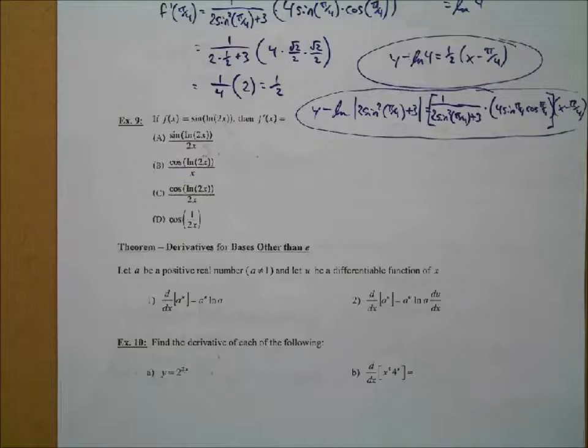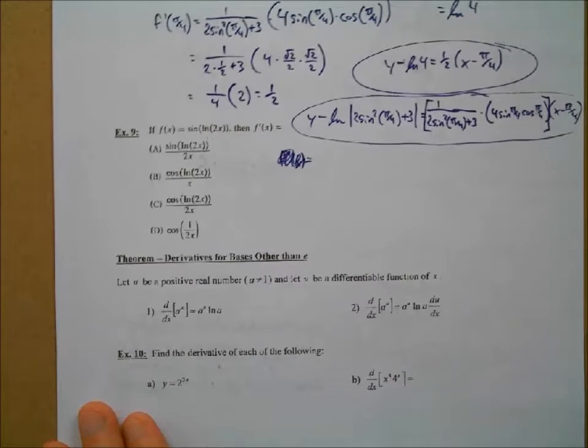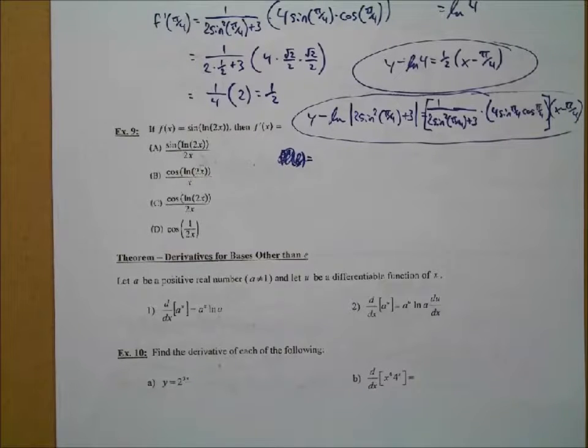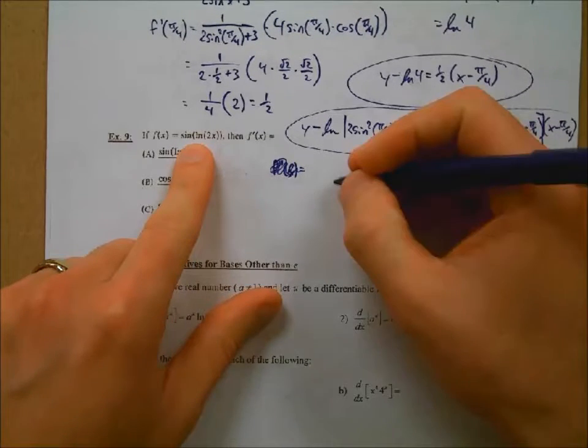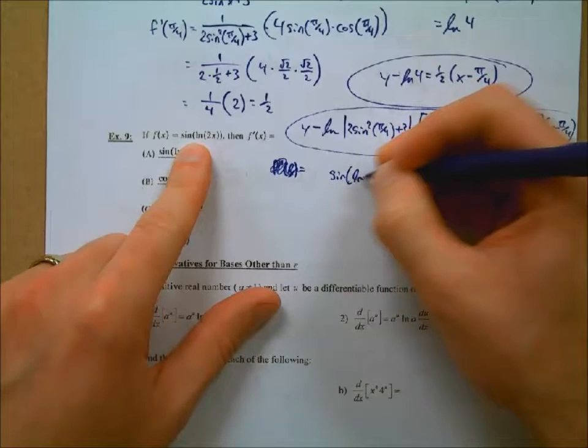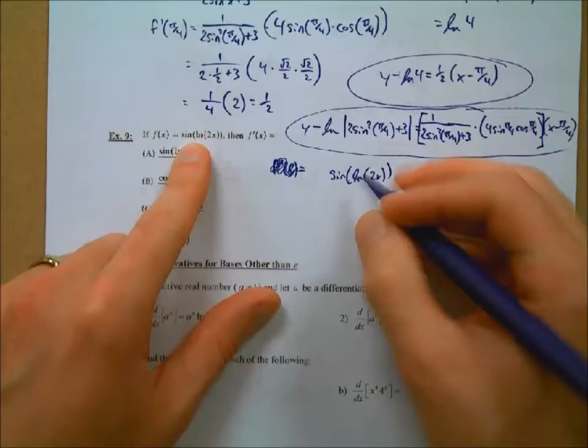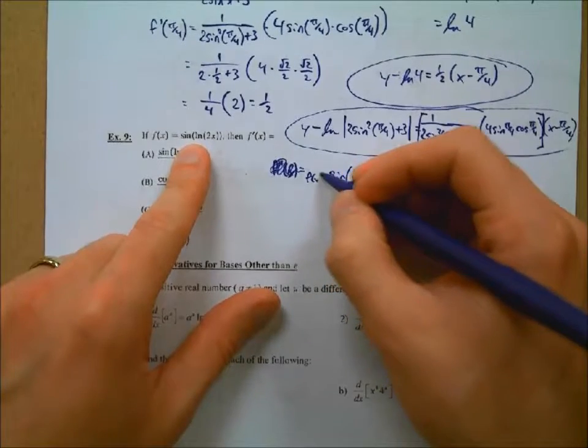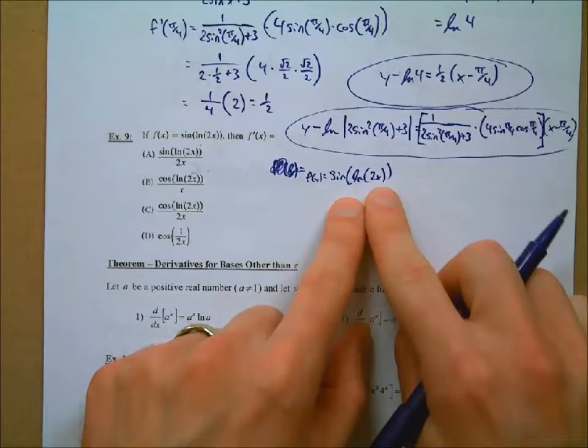Okay, folks. So if you got C, you were close, but you missed one more application of the chain rule. So, let's tackle this here real quick. We've got sine of the natural log of 2x. Okay? So you can see all the layers here, right?